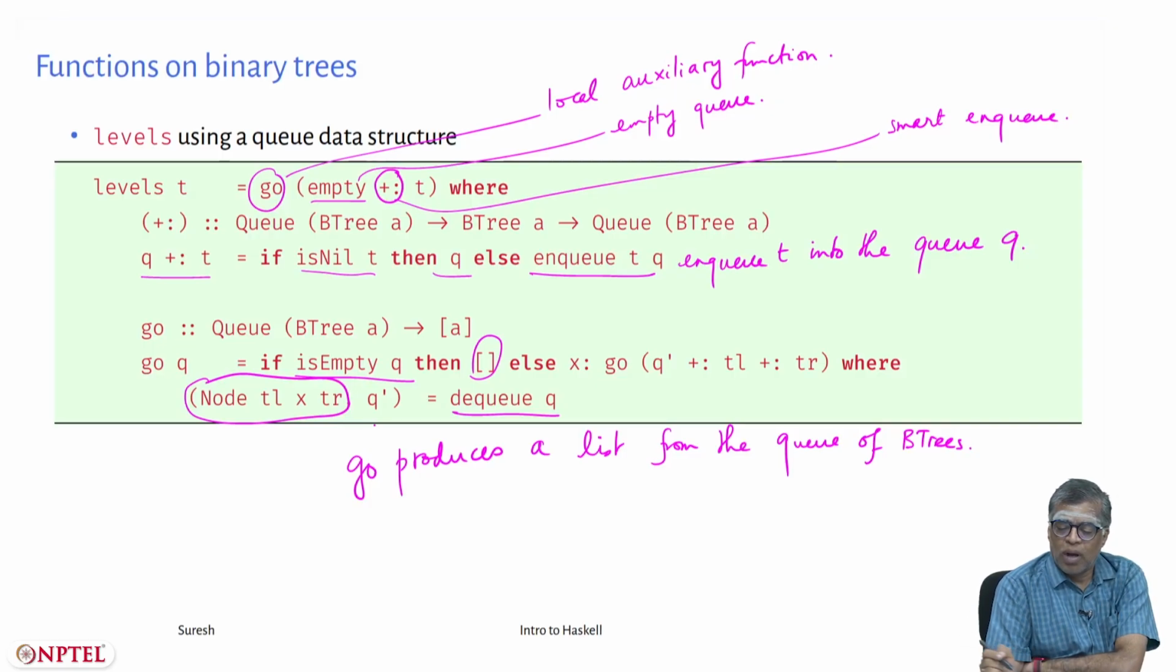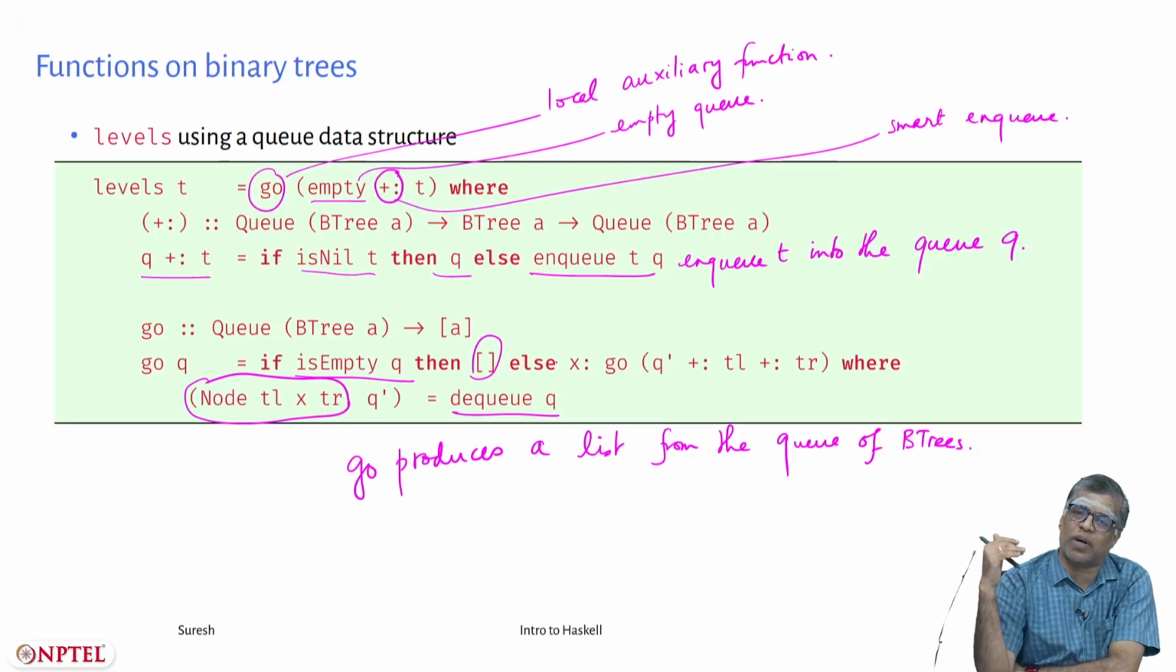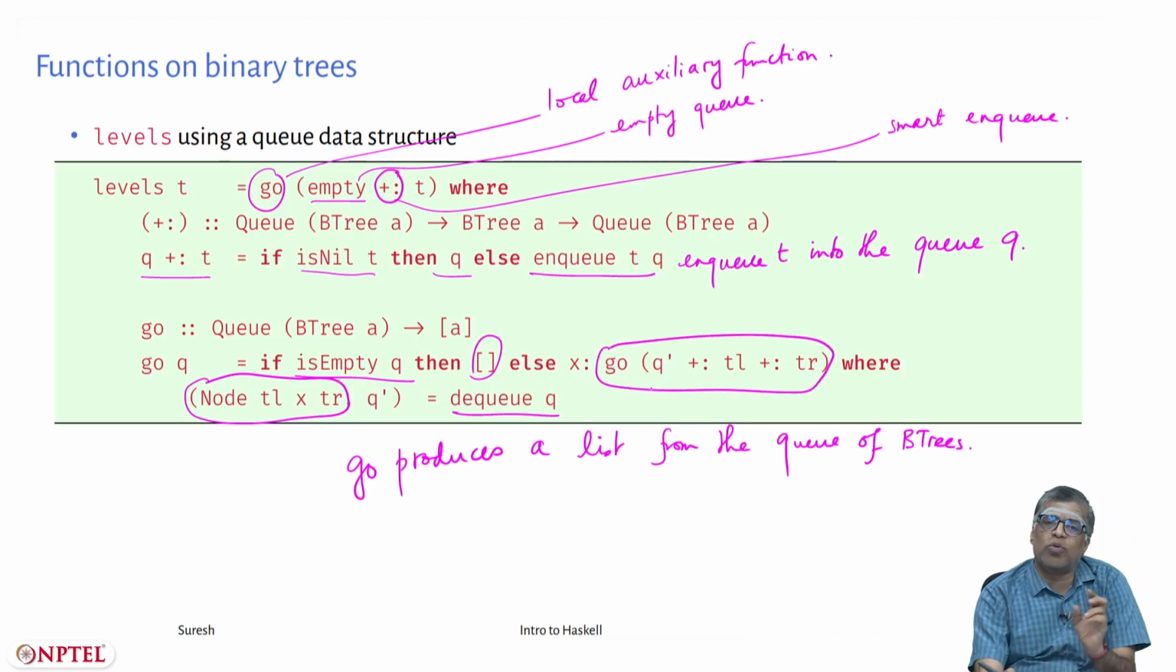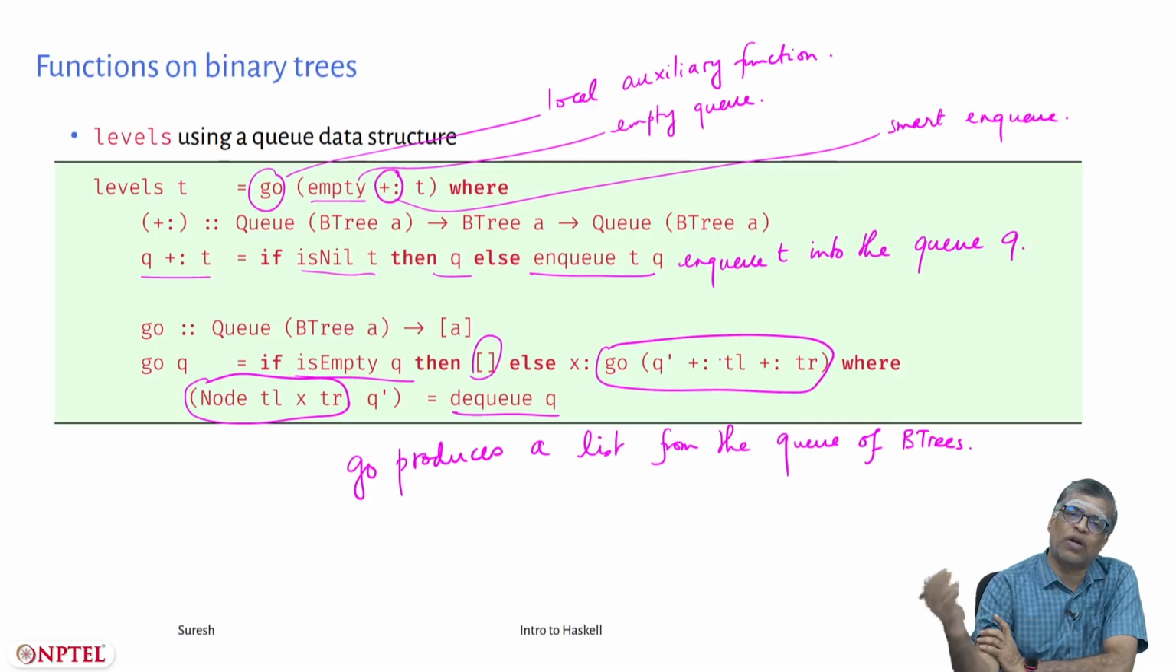Now, what will you do? You will just publish X as part of the output list, and then you will try to produce a list from this modified queue, which is q prime. Q prime is T removed, and then you will add TL and TR to the end of q prime.